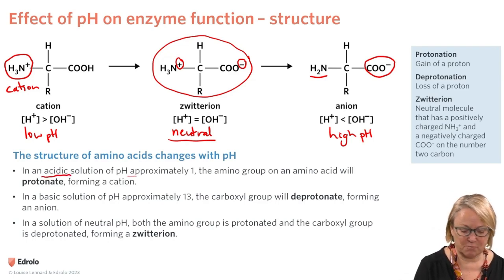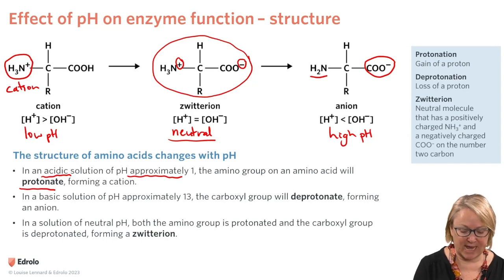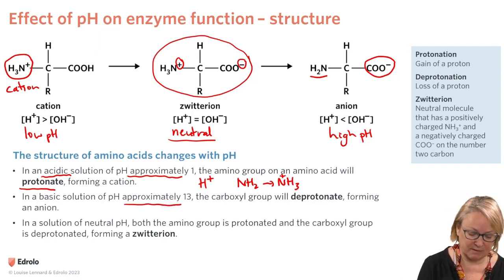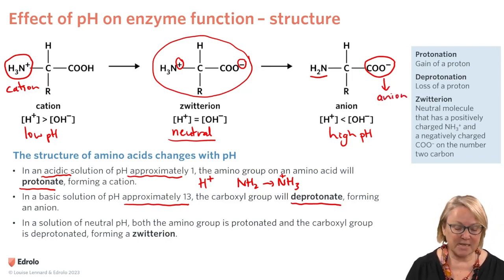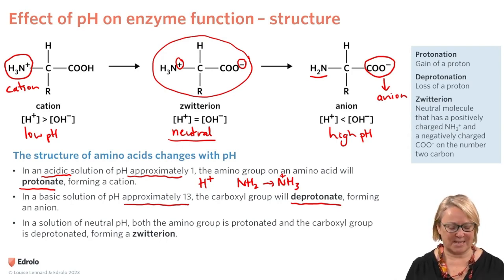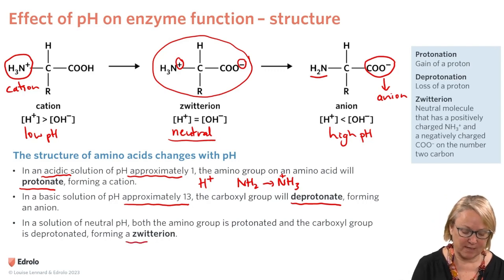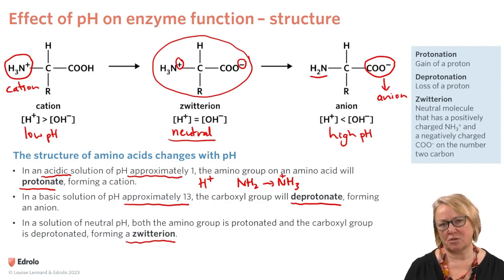So in an acidic solution, pH approximately 1, so highly acidic, the amino group on an amino acid will protonate. In other words, it will gain an extra H+, so the NH2 becomes NH3+, and we put the plus on the nitrogen. In a basic solution of pH approximately 13, very high pH, the carboxyl group will deprotonate, forming an anion. So here's our anion part, the carboxylate ion. And in a solution of around neutral pH, and it does depend on the amino acids involved, the amino group is protonated and the carboxyl group is deprotonated, forming a zwitterion. Now, that's as far as you need to know about the effect of pH in VCE. If you go on to do university chemistry, you'll learn more about specific pHs for specific amino acids.